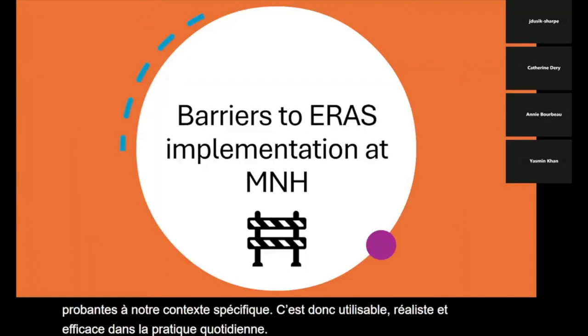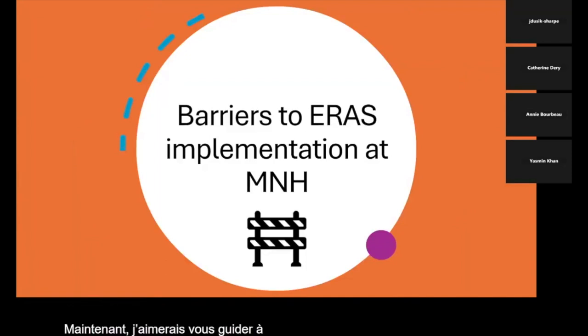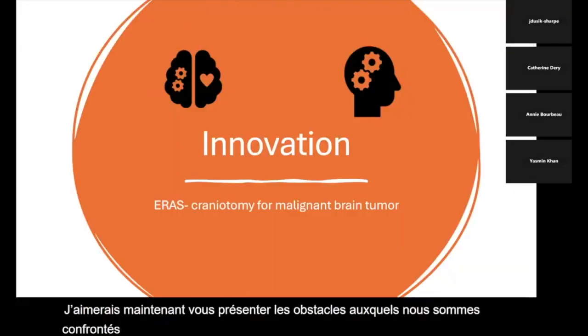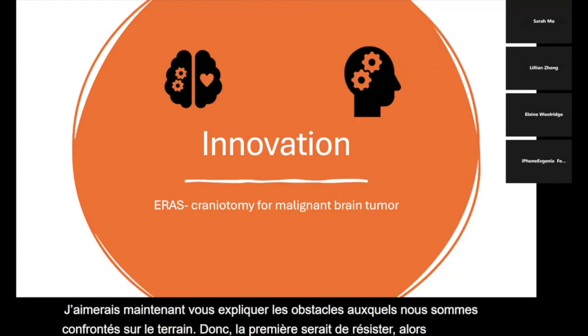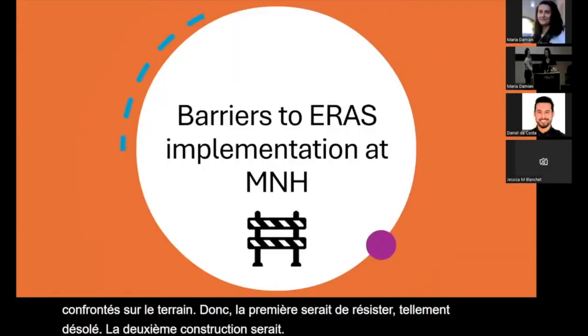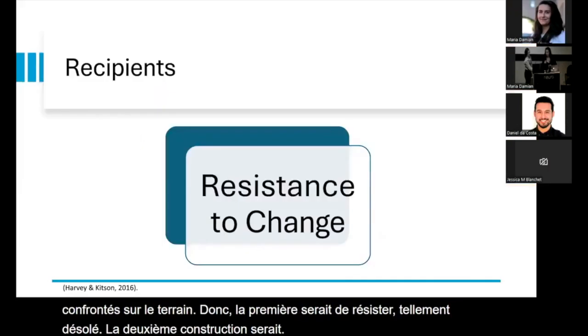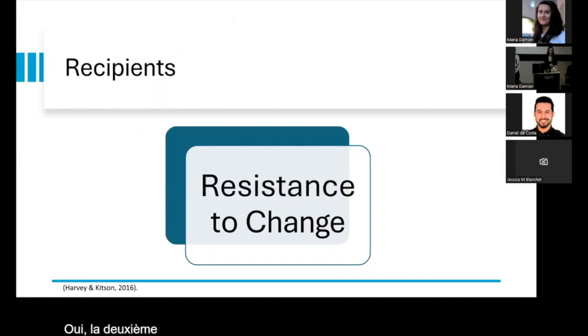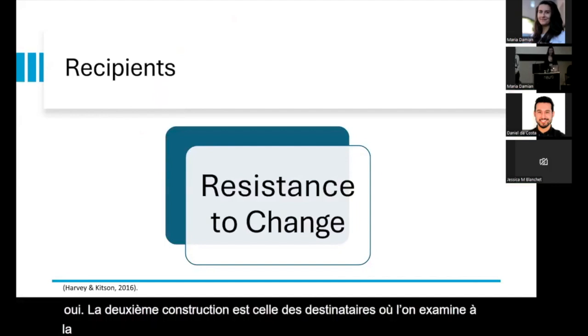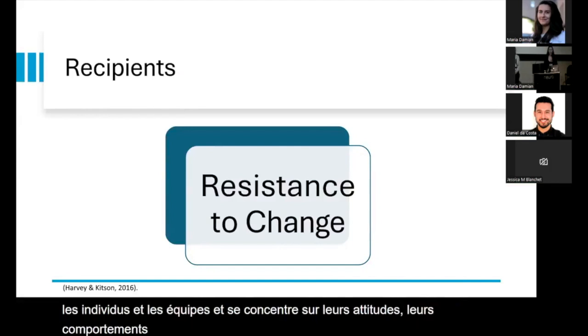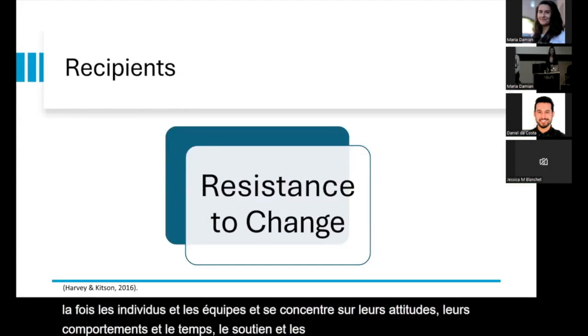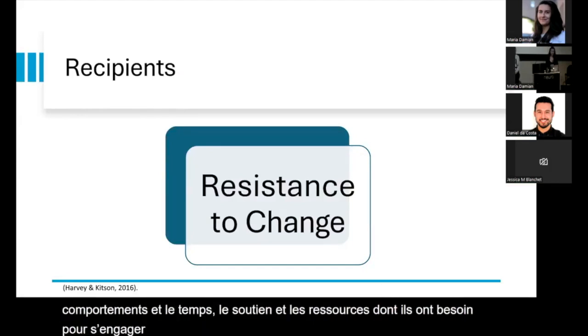Now, I'd like to walk you through the barriers that we face on the floor. The second construct is recipients, where it looks at both the individuals and the teams and focuses on their attitudes, behaviors, and the time, support, and resources that they need in order to engage in the change. So the first barrier would be resistance to change.